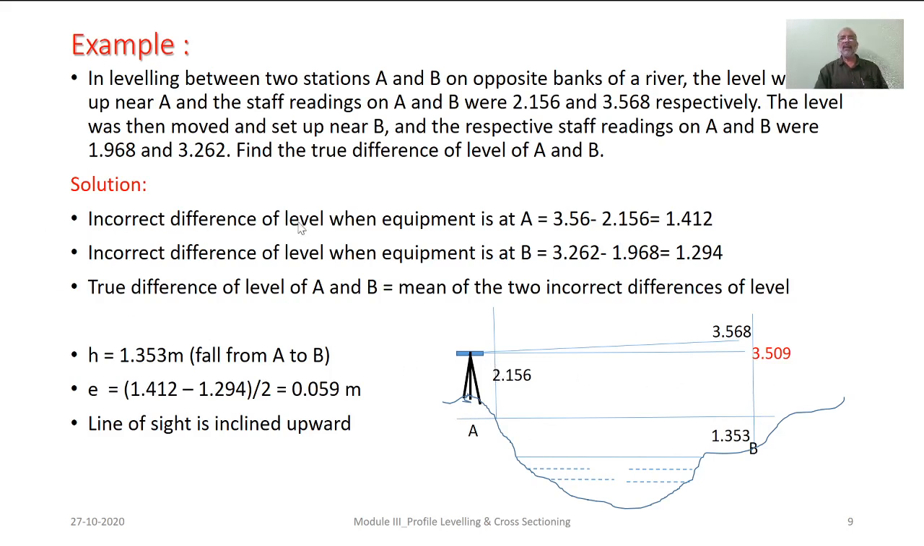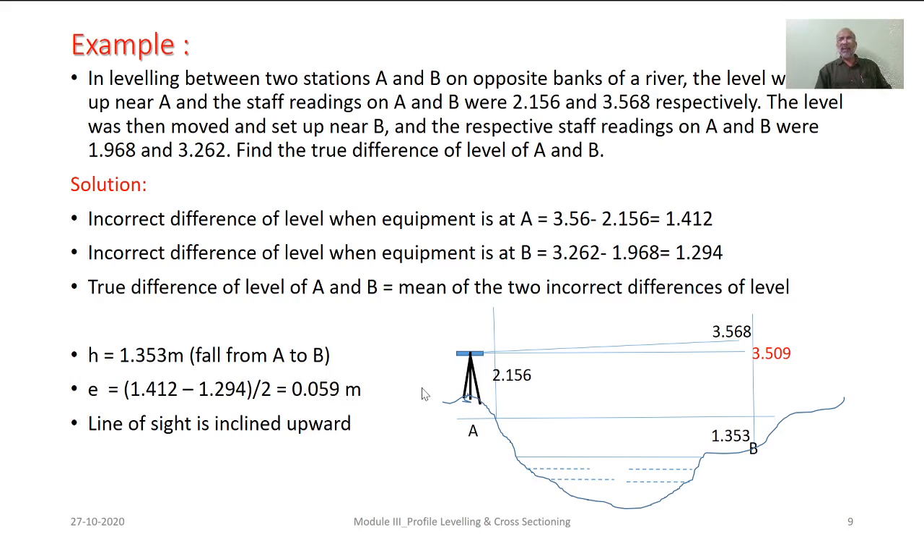So, here incorrect difference of the level when equipment is at A has to be 3.56 minus 2.156, which gives us 1.412. Similarly, incorrect difference of level when equipment is at B, it is 1.294. Hence, the true difference in level, which is nothing but the mean of two incorrect differences. So, accordingly, here what we get is 1.353, which is showing fall from A to B. Similarly, the way we discussed on the previous slide, you can work out that error E as 0.059 meter.